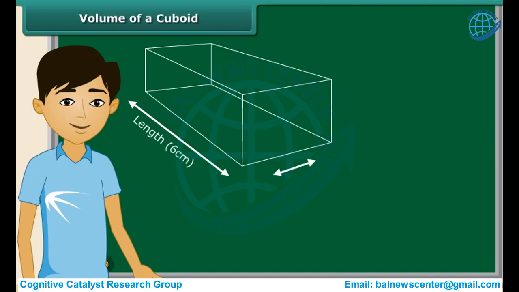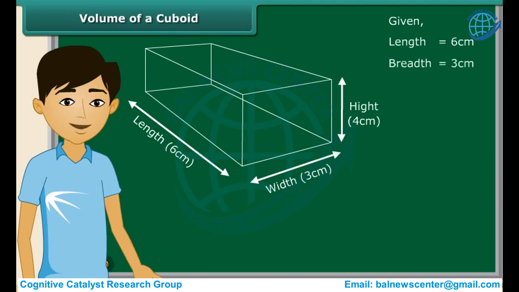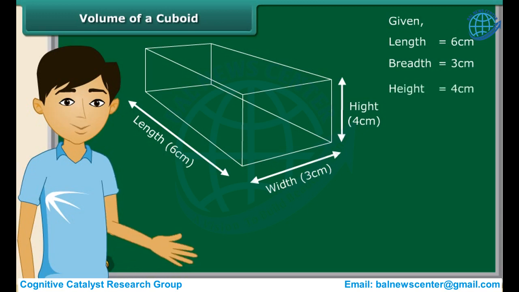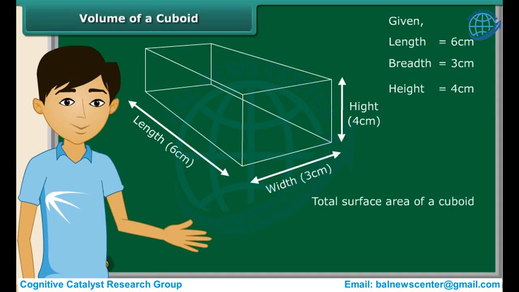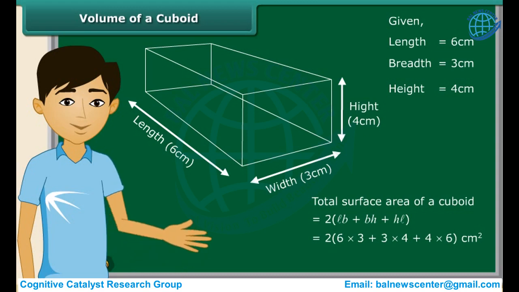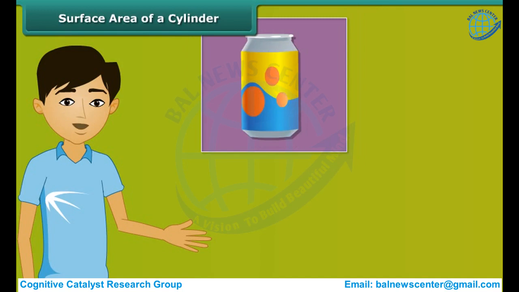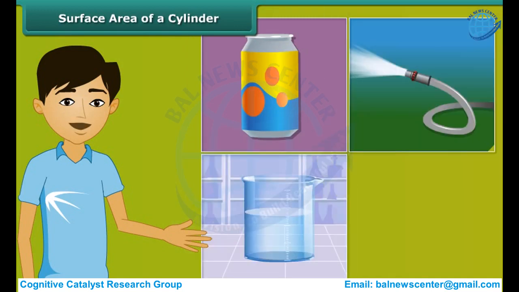Alright, let us take an example. You are seeing this cuboid which has length equals to 6 centimeters, breadth equals to 3 centimeters, and height equals to 4 centimeters. Calculation of its surface area is not difficult at all because now we know its formula. Now we substitute all the values here, and this gives us the surface area of this cuboid, which is equal to 108 square centimeters.